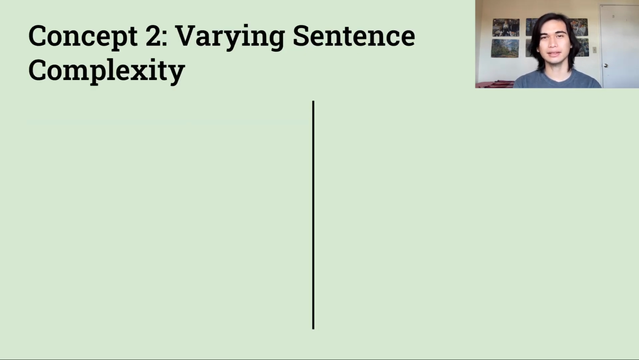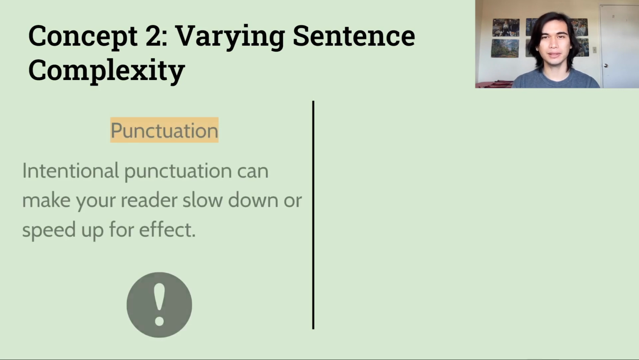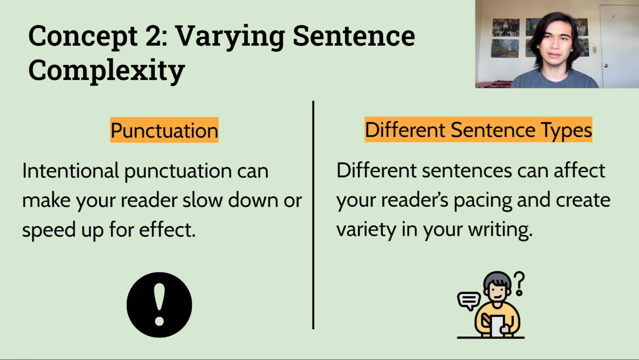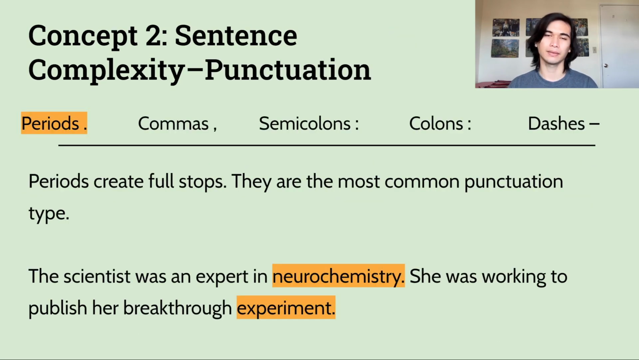Our second concept is varying the complexity of our sentences. We can achieve this through 2 techniques: punctuation and using different sentence types. Intentional punctuation can make your reader slow down or speed up for effect. And different sentences can affect your reader's pacing and create variety in your writing. The 5 punctuation choices we'll look at are periods, commas, semicolons, colons, and dashes.